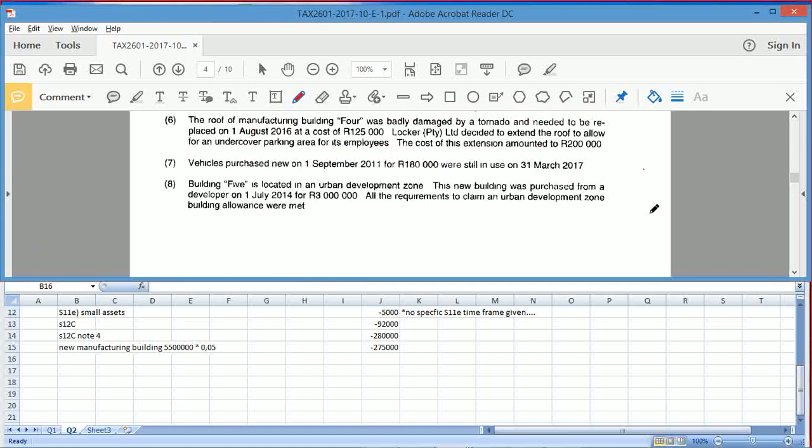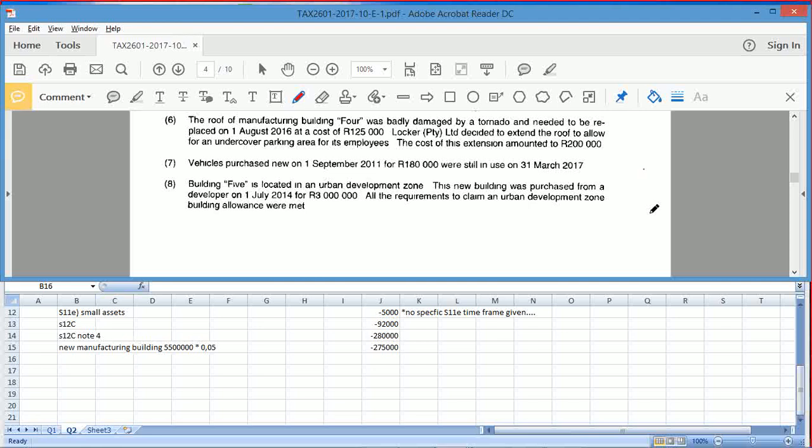What are you looking at here? Roof of a building, right? Yes, sir. Okay, so the roof of a building is replaced at a cost of 125. Is that income? If it's replaced, no, sir. I looked at it as a refurbishment.